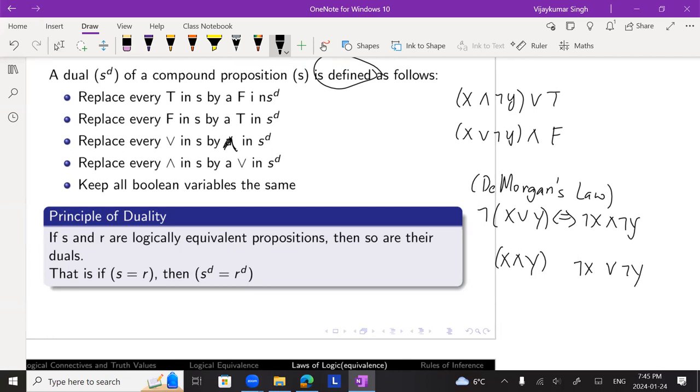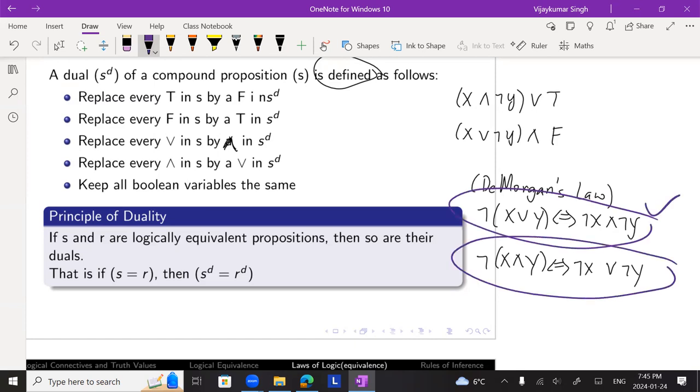And what will happen? What else? That's all, no? That's all the replacement I can do. Are these two statements the same? Are these two statements also the same? Yes, there's a second De Morgan's law. There are two De Morgan's laws, right?